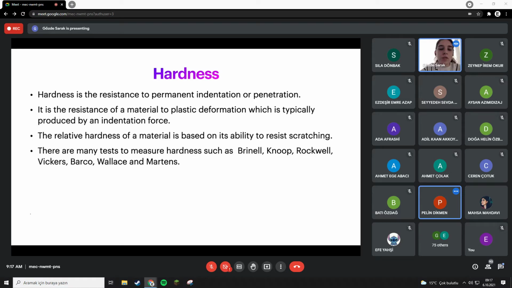Hardness is the resistance to permanent indentation or penetration. It is the resistance of a material to plastic deformation, which is typically produced by an indentation force.